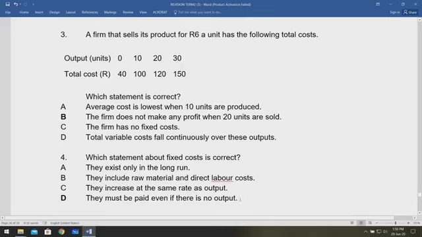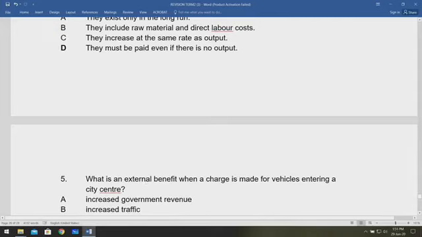Number 5, what is an external benefit when a charge is made for vehicles entering a city centre? This comes from market failures where we deal with externalities. So what is the external benefit? Increased government revenue? No. For vehicles entering, increased traffic? That's not a benefit.